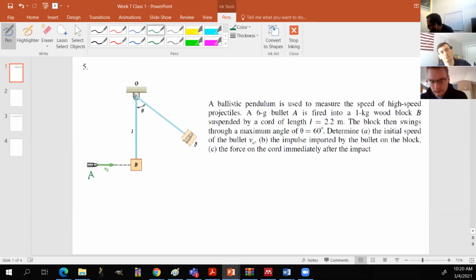So what you're asked to find is the initial speed of the bullet, V naught. Then you're asked to find the impulse imparted by the bullet onto the block. And you're asked to find the force on this cord right after this bullet lodges into this mass over here.